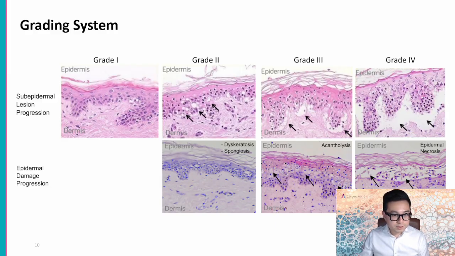For Th2 responses, we tend to see epidermal damage progression. The background remains the same, while for grade 2, we tend to see spongiosis and dyskeratosis start to occur within the epidermis. And within grade 3, we tend to see them merge together and start forming acantholysis. And then by grade 4, you get a full epidermal necrosis where the epidermis disintegrates.